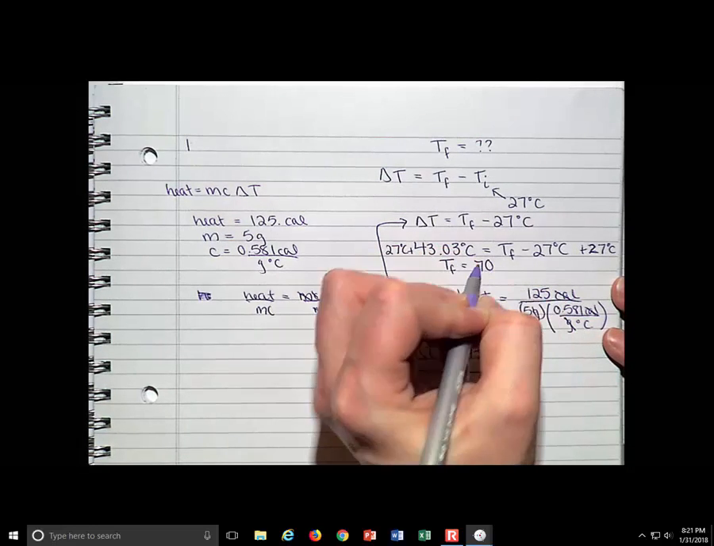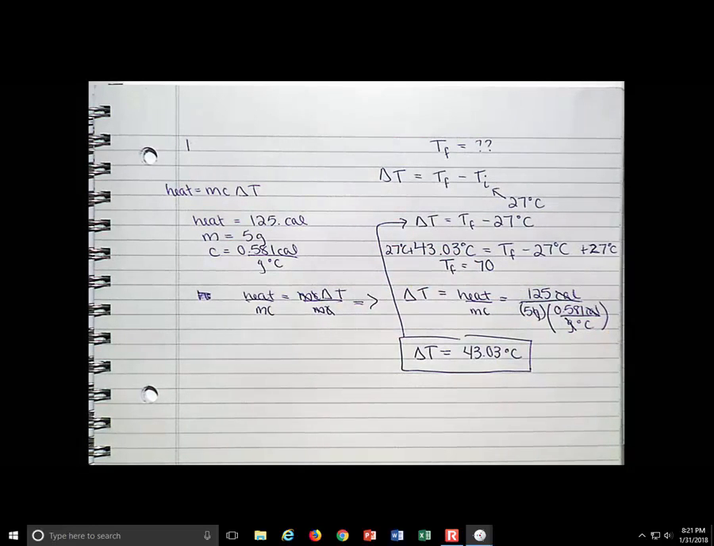Would you expect the temperature to be higher? If you have your burning food item underneath the water, you would expect that water to absorb the energy and the temp should go up. So yes, it makes sense.